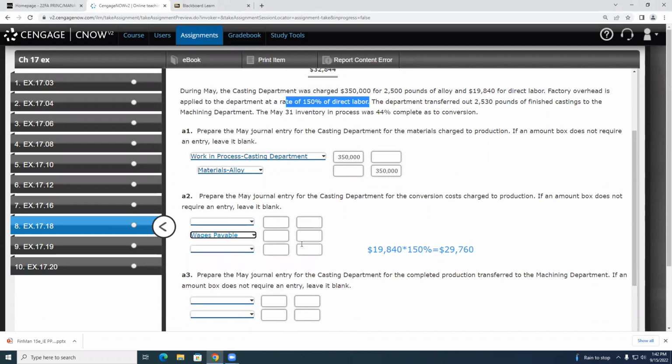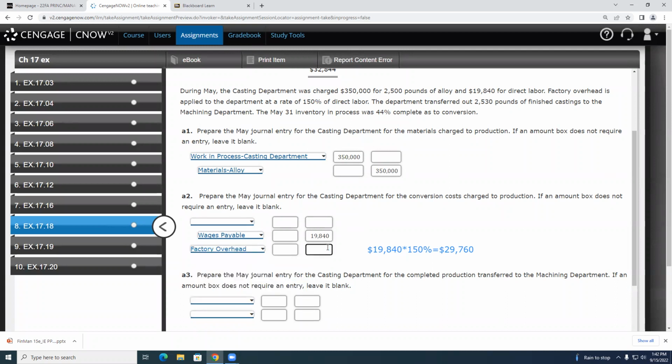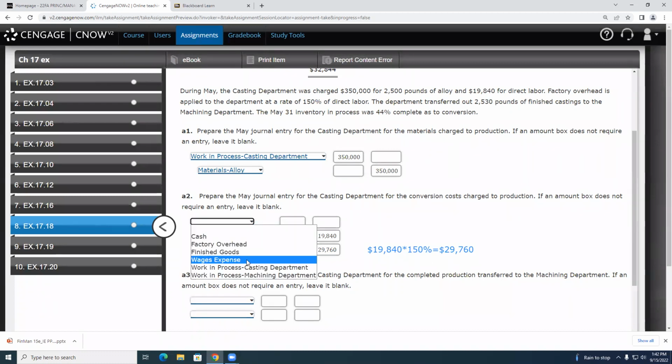So for our direct labor, we're paying our workers for that amount. So we're going to credit wages payable, that liability that says we owe this to our workers. And then for the overhead, we are going to move it out of the factory overhead account. Think back to that flow chart, the hand-drawn flow chart that I have pictured for you in the reference materials. Whoops, wrong amount. 29,760 is the factory overhead. So we're moving that out of the factory overhead account and into the work in process.